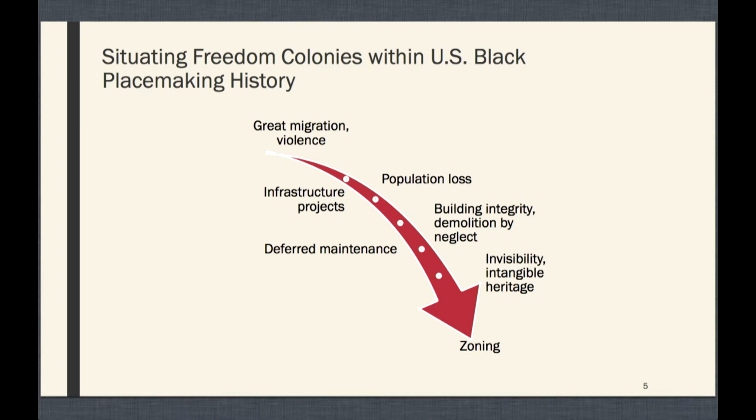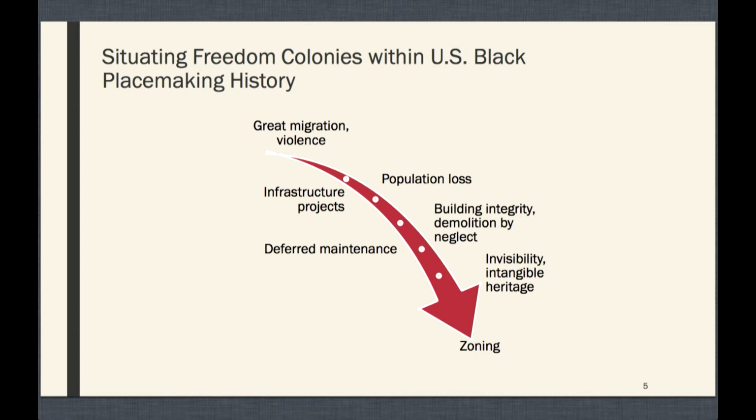And so the same problems that plague Freedom Colonies in Texas plague a lot of these historic Black places around the United States. We can think of the Great Migration and the violence which originally pushed African Americans or encouraged them to seek opportunity and political asylum elsewhere in the United States, which led to a decline in population.